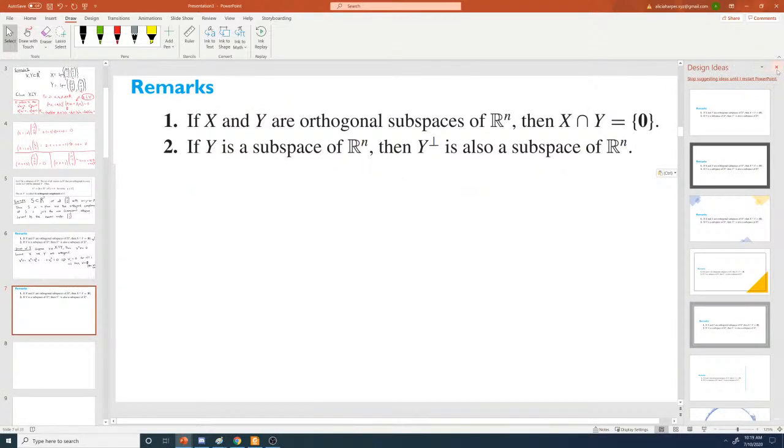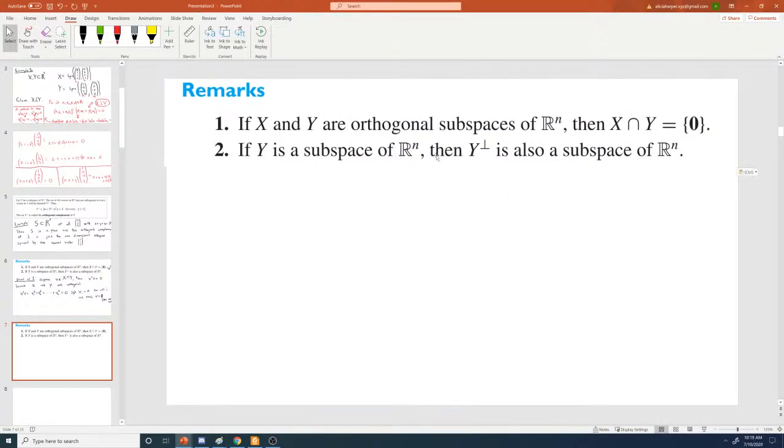So suppose that Y is a subspace of R^n. Then the claim is that the orthogonal complement of Y is also a subspace of R^n. So now let's do the proof of 2.